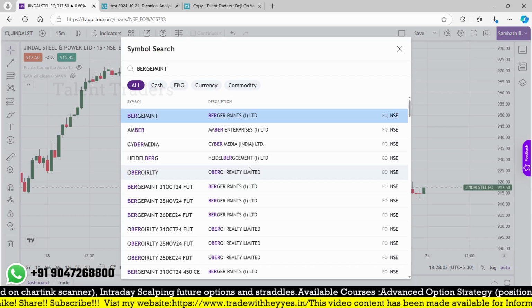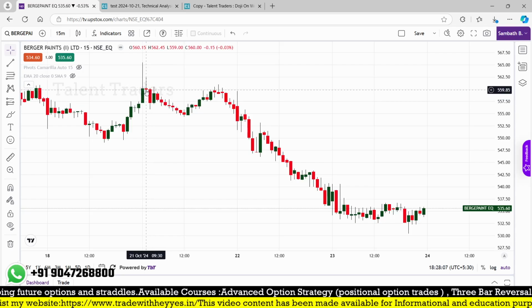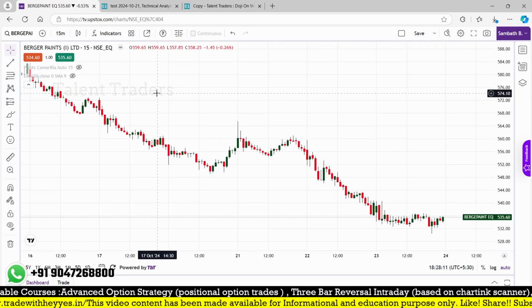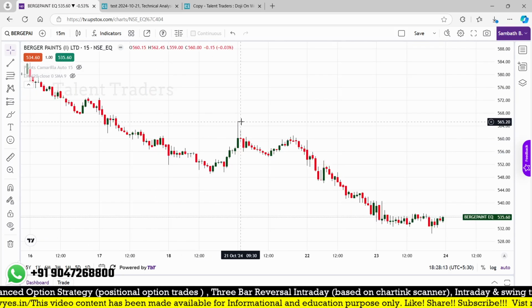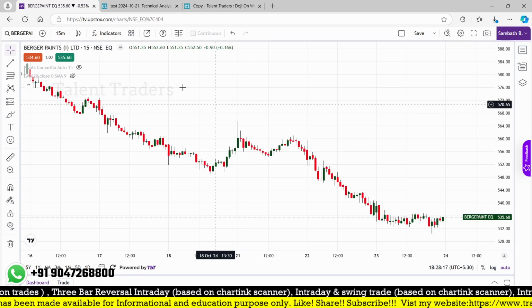The second stock is Berger Paints, which is also the same: the first candle and the second candle should be inside, and the third one is broken, and this high is my stop loss. If you compare the last 30 candles, this high is the highest level. That is the condition which I have created in this particular scan.